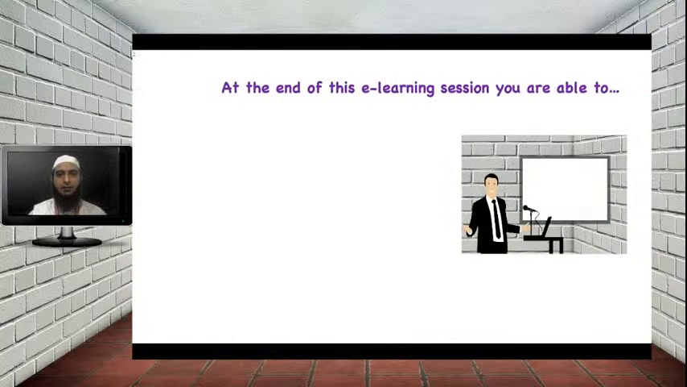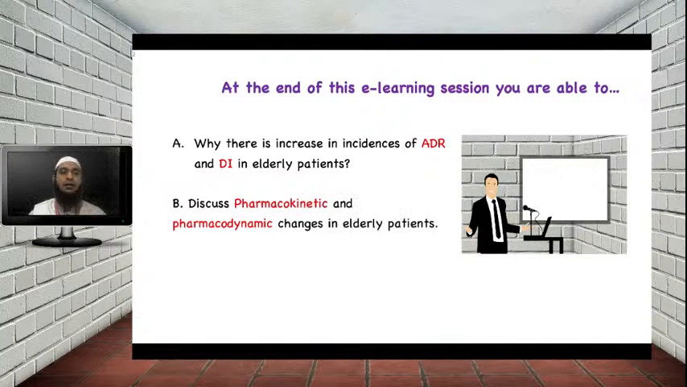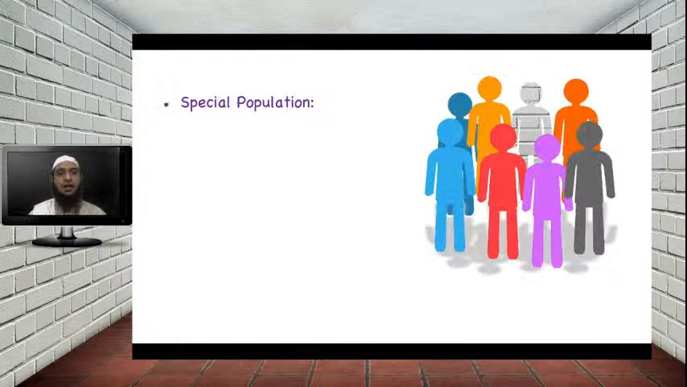At the end of this e-learning session, you will be able to discuss why there is an increase in the incidence of adverse drug reaction and drug interaction in elderly patients, and discuss pharmacokinetic and pharmacodynamic changes in elderly patients. So let's start with the first topic, the learning outcome. Before that, we'll see what we mean by special population.